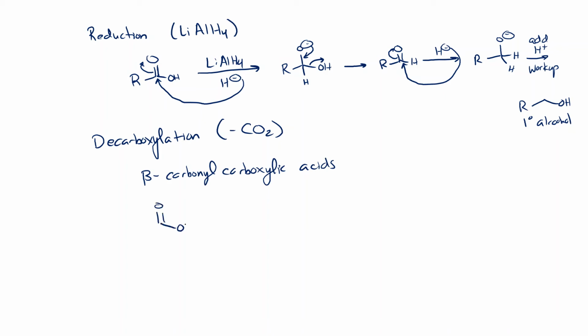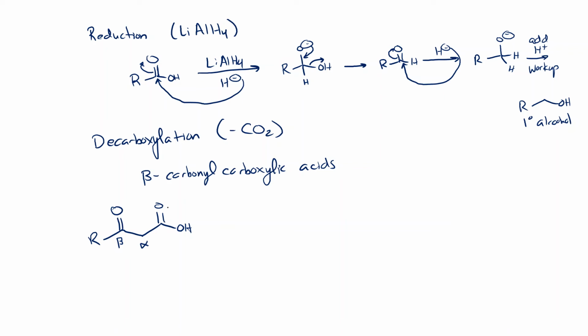So if you have a carboxylic acid, the carbon next to that is the alpha position, and the carbon next to that one is the beta position. So if we put a carbonyl at that beta position, you can put whatever you want attached to that carbonyl. It can be a ketone, an ester, a carboxylic acid, or an aldehyde. It doesn't matter as long as the carbonyl is present.